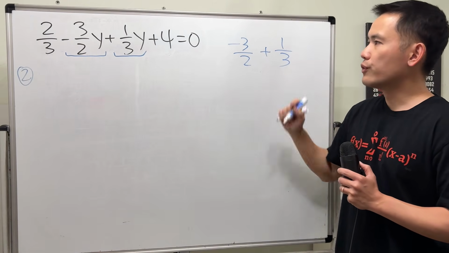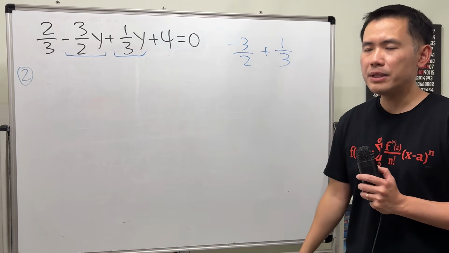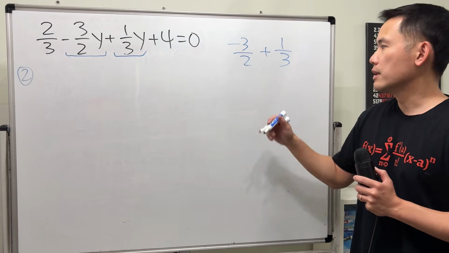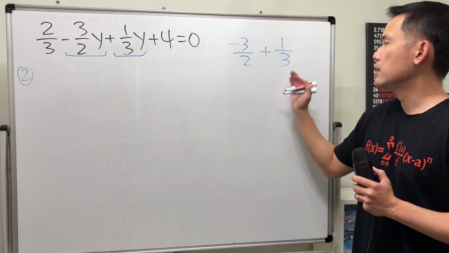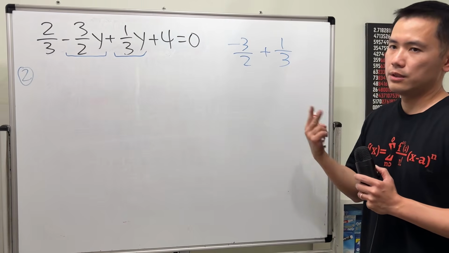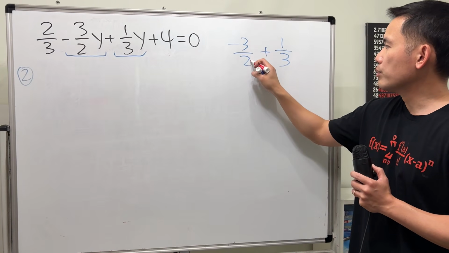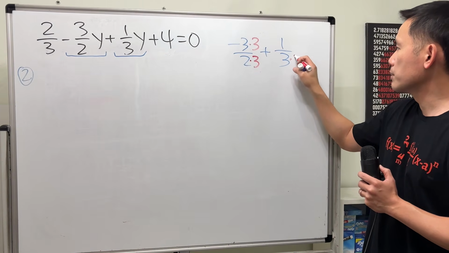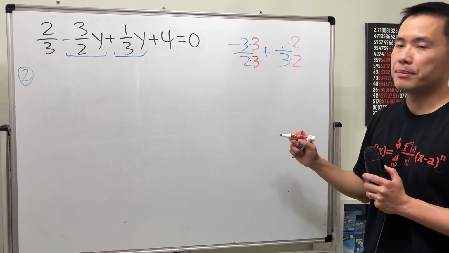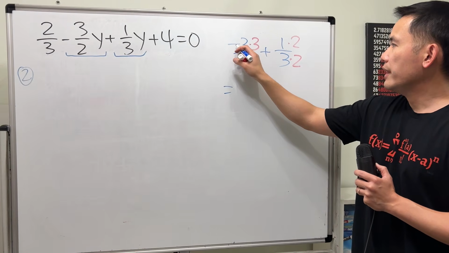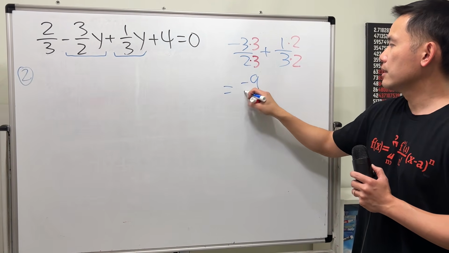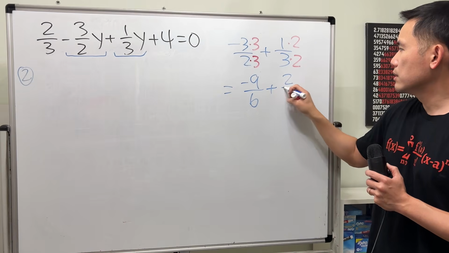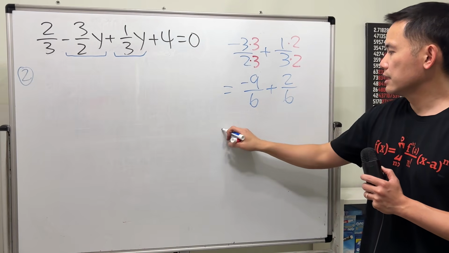And when we add these two fractions, we have to get the common denominator. 2 and 3, the common denominator is 6, because 2 goes into 6 three times, and 3 also goes into 6, but twice. So right here, we need to multiply by 3 and do the same thing on the top. Right here, we need to multiply by 2 and do the same thing on the top. Negative 3 times 3 is negative 9. 2 times 3 is 6. 1 times 2 is 2. 3 times 2 is 6.